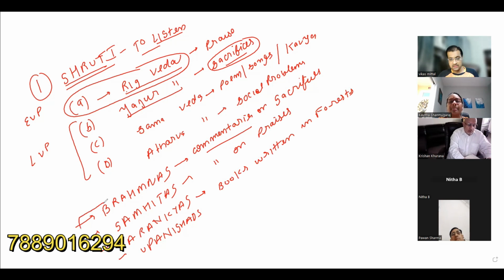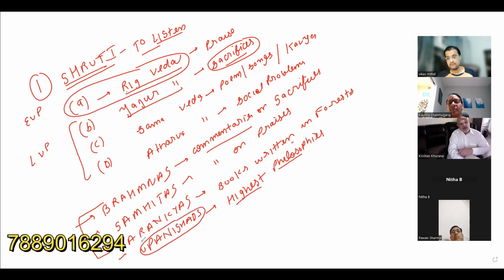And when all this knowledge went to Rajmahal, the kingdoms, it became the highest philosophical thought process. So the Upanishads are the highest philosophies. Like we come to know about Lord Krishna, we come to know about Lord Shiva from Upanishads. Still now, there is no mention of Jyotish, no mention of Vastu.